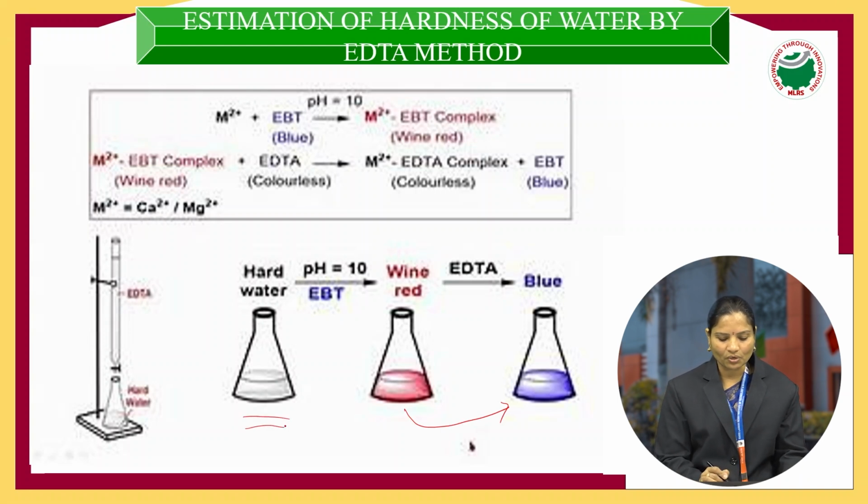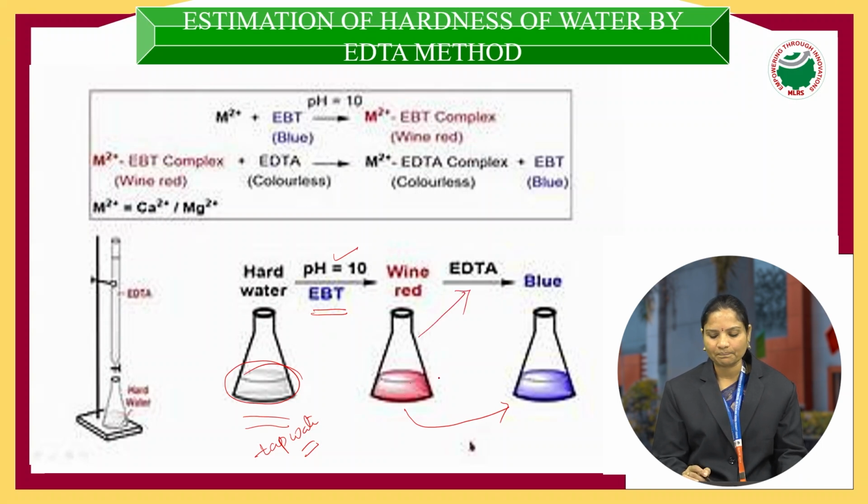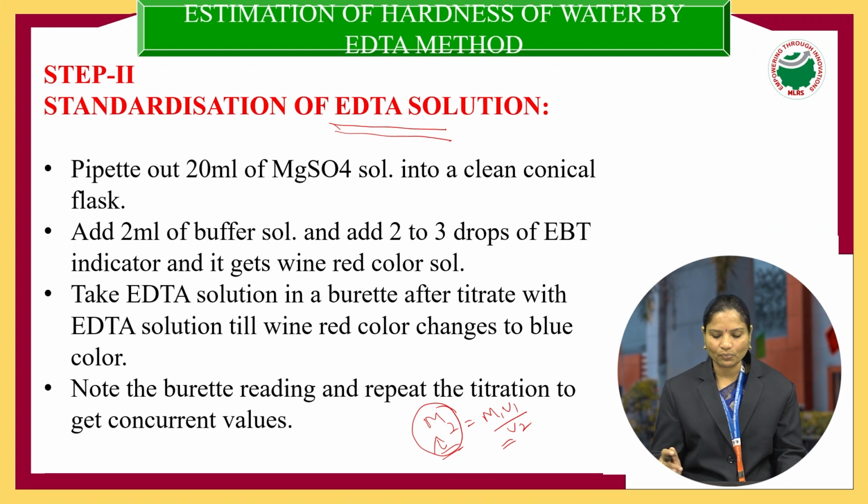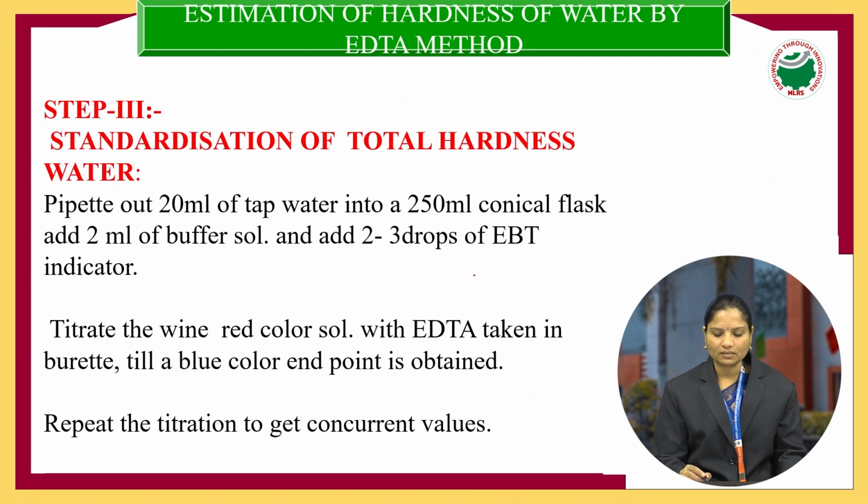So here, hard water, 20 ml of tap water is taken into this conical flask, and we add EBT indicator. We should also add buffer solution to maintain the temperature and pH value. Then the solution changes to wine red color. Then we titrate against the EDTA, and the solution turns to pale blue color only. After that we have to see this end point. Then we have to find out the M3 value.